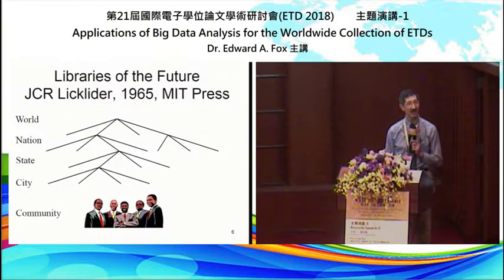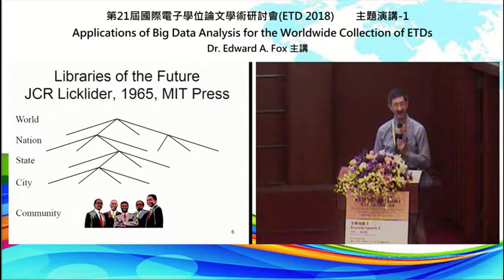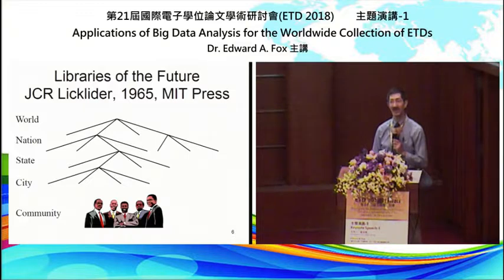My undergraduate advisor at MIT was J.C.R. Licklider, a very famous person who gave some of the early money from when he was working at DARPA to fund the internet. He wrote a book in 1965 that has inspired me ever since. This book was about libraries of the future.